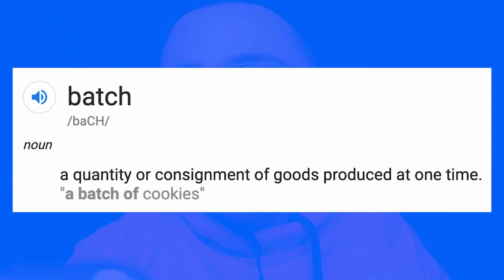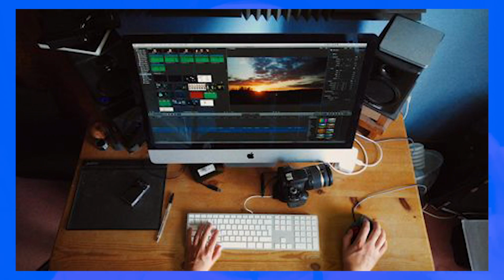So from the dictionary definition, we have here a quantity of goods produced at one time. And I know some of you may have heard of batching, that term used when actually making videos, where you kind of sit down, film multiple videos at once, and then that's how you batch videos. But in this video, we are going to dive into how you batch the actual video editing process.